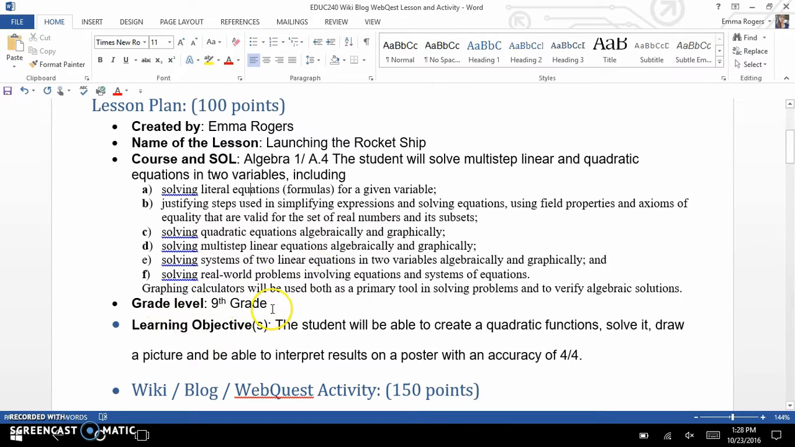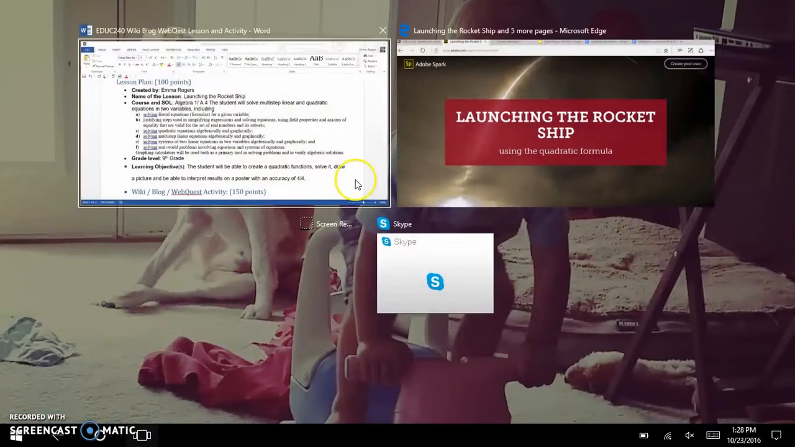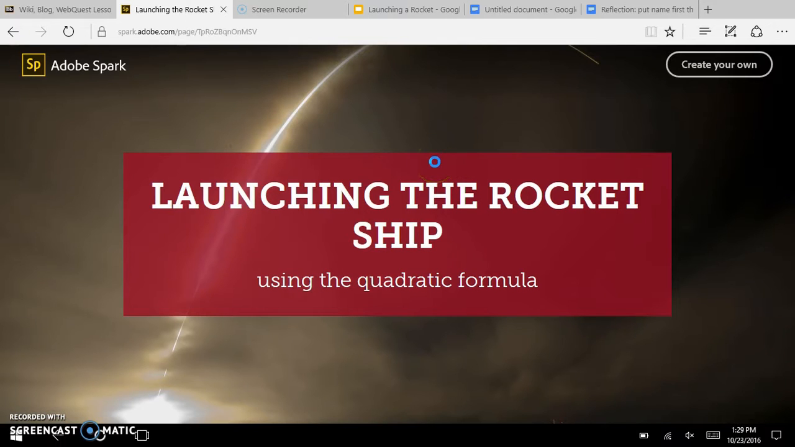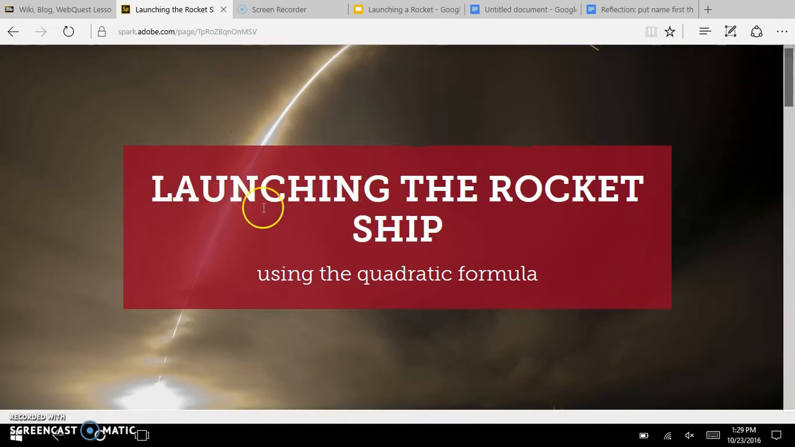And this is for grade level 9, and the learning objective is the student will be able to create quadratic functions, solve it, and draw a picture and be able to interpret the results on a poster with an accuracy of 4 out of 4. So every student will be given a link to a website explaining the activity they will do. And as I said before, the title of the activity is Launching the Rocket Ship Using the Quadratic Formula.